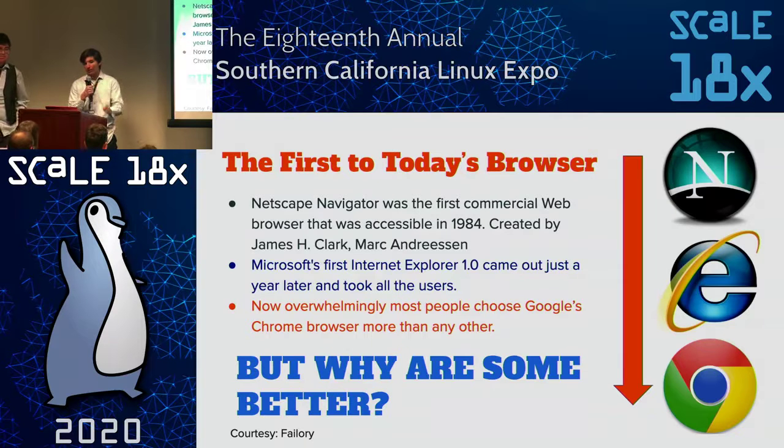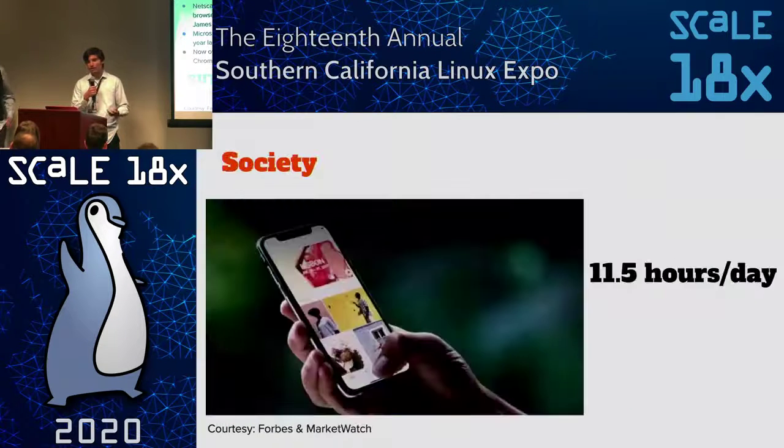And then it got quickly beat by Microsoft's first Internet Explorer, which came out just a year later. It took all the users immediately and quadrupled, and people don't even know that Netscape Navigator even existed. Currently it's not even running anymore. But now, overwhelmingly, most people choose Google's Chrome browser more than any other. And right now we're trying to answer the question, why are some better than others? Why did everyone use one and not the other? They all do basically the same thing, but we're looking at which ones might actually improve your experience, not just do the basic necessities.